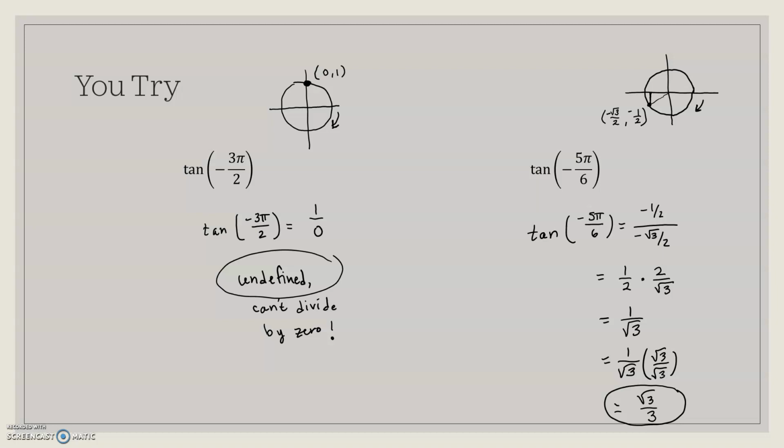Tangent of negative 5 pi over 6 would be this point over here. That's a 30, 60, 90 triangle with the 30-degree angle at the origin. And so when we do a lot of simplifying, both of the ordered pair are negative because they're in this third quadrant there. But that means that the tangent is going to be positive because a negative divided by a negative would be positive. And then I multiplied by the reciprocal, and I divided the 2's, and then I rationalized the denominator. So I got square root of 3 over 3 for that one.